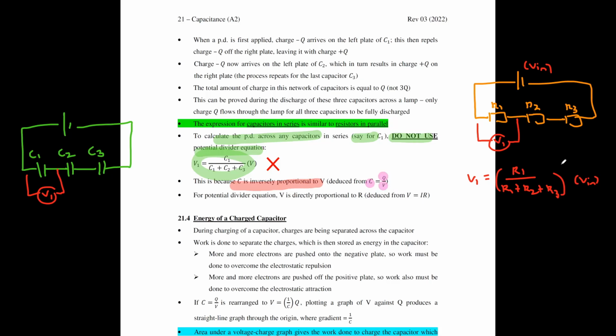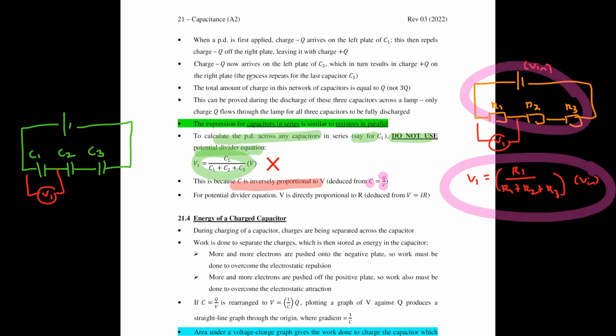All right. Whereas when you wanted to use your potential divider equation for resistors in AS, the relation was V is proportional to R. Because V is equal to IR, I constant, V is proportional to R, right? So you could have used it, because your potential divider equation is derived based on this assumption, you see.